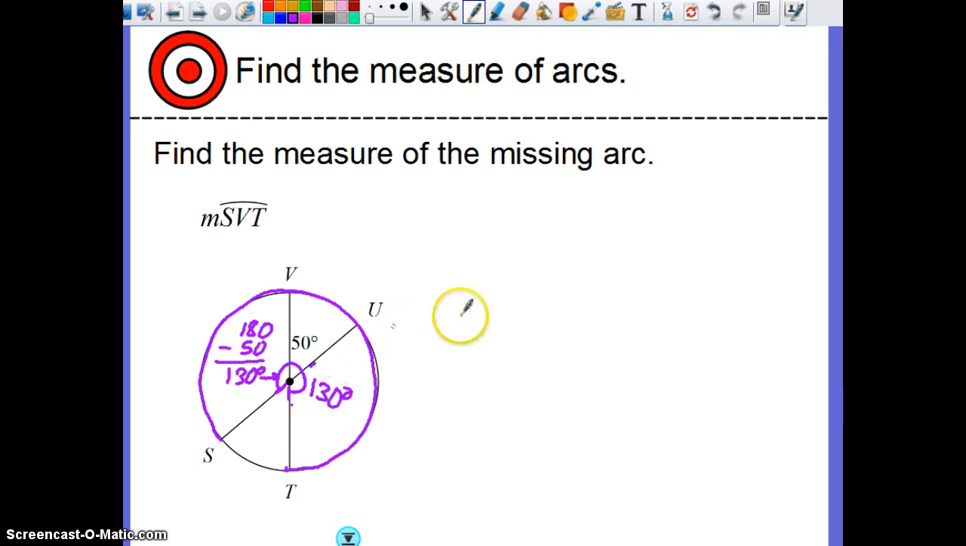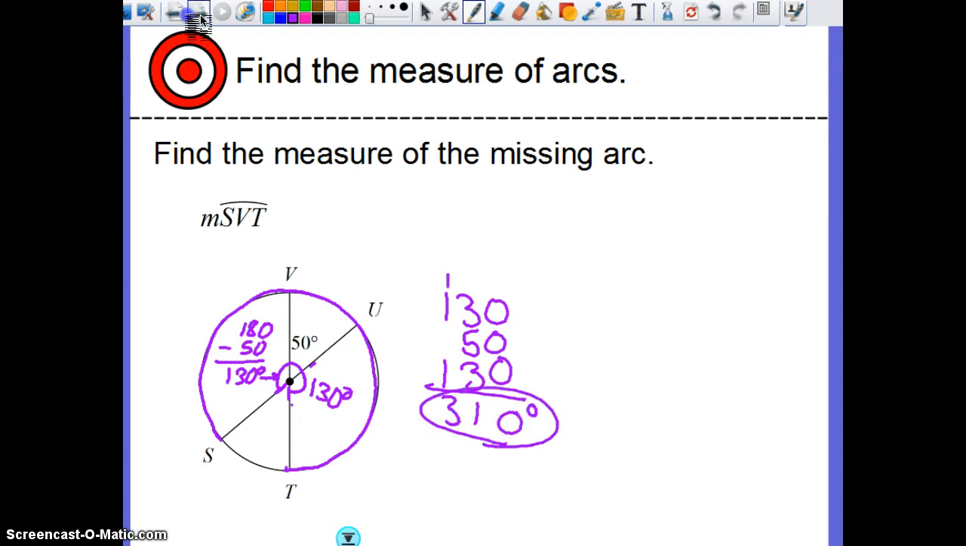So now I can add them all up and find out the measure of my arc. So 5 plus 3 is 8, plus 3 is 11, carry 1, so it's 310 degrees for your arc.